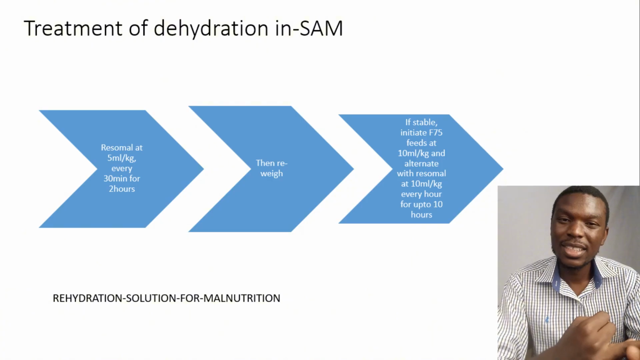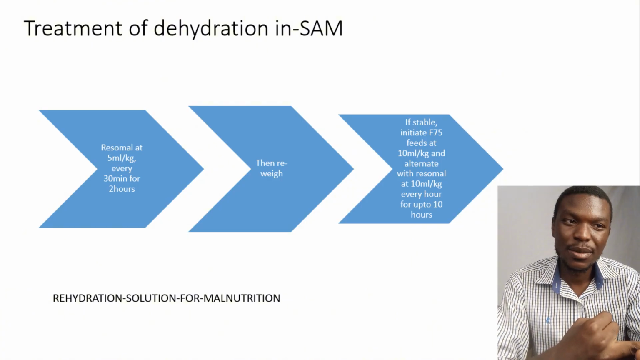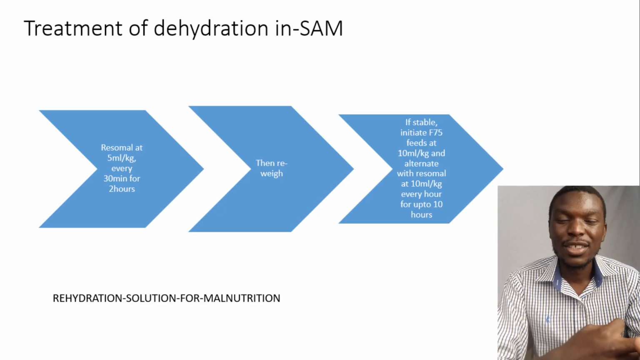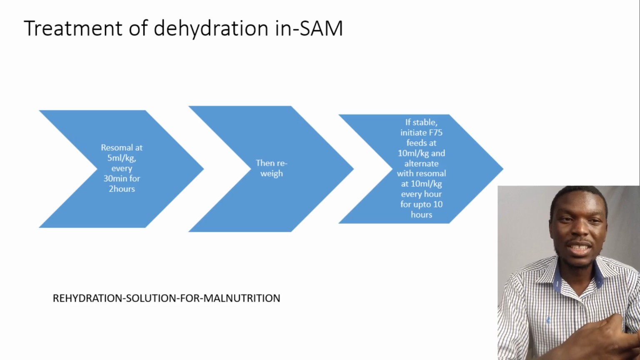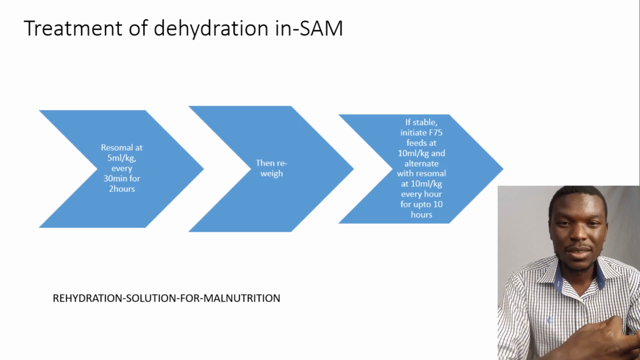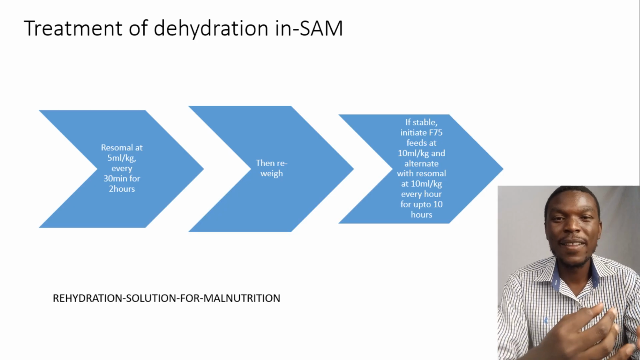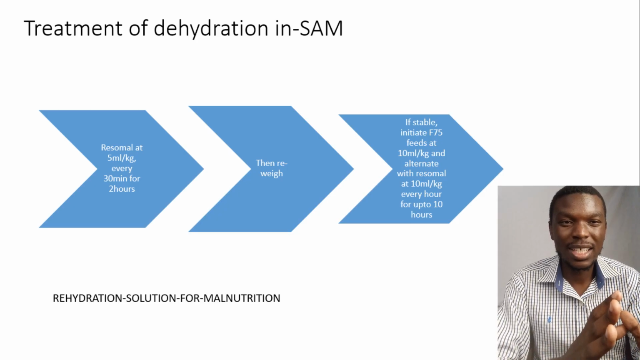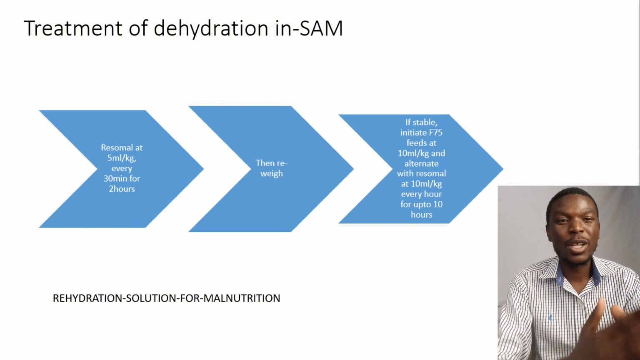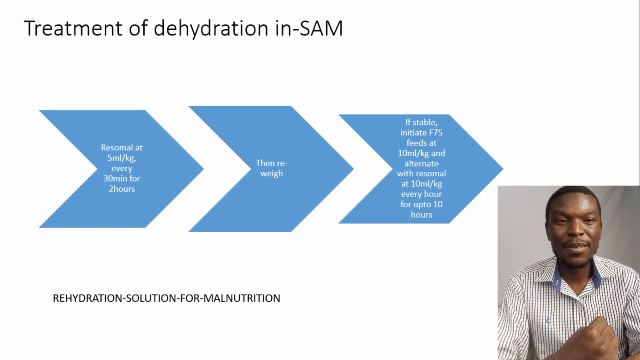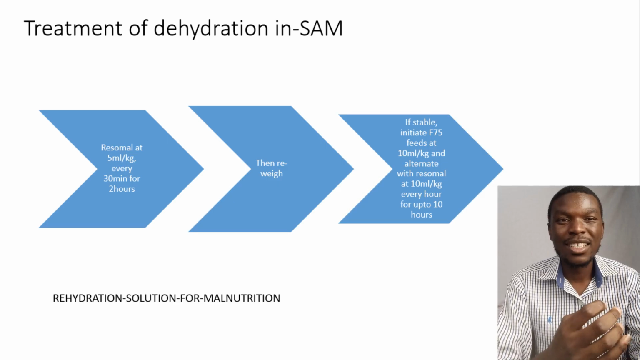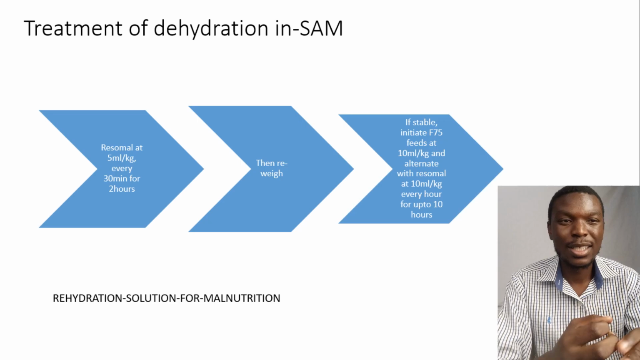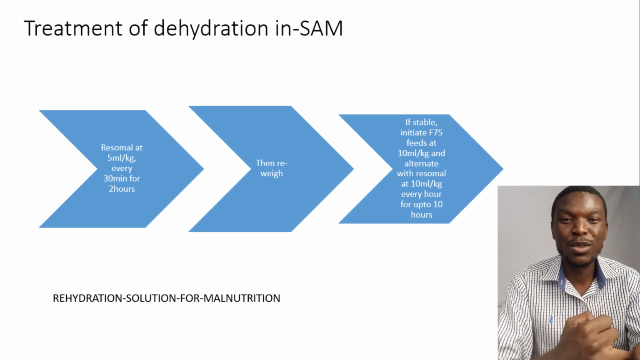Then you reassess the child and you weigh the child. You're weighing the child to avoid fluid overload. Remember, you weighed the child the first time you started interviewing and collecting this patient, so you already have the weight. If you're giving fluids 5 ml per kg every 30 minutes for 2 hours, you need to see if the child is able to absorb and excrete some of this water so that the child does not go into fluid overload.